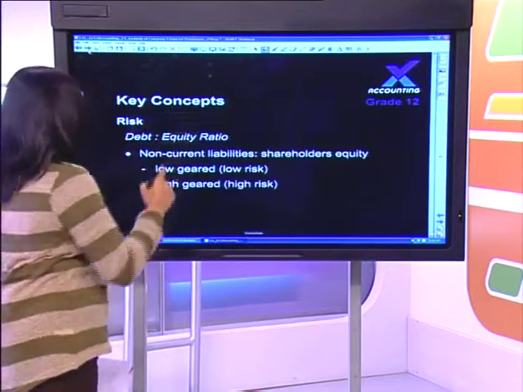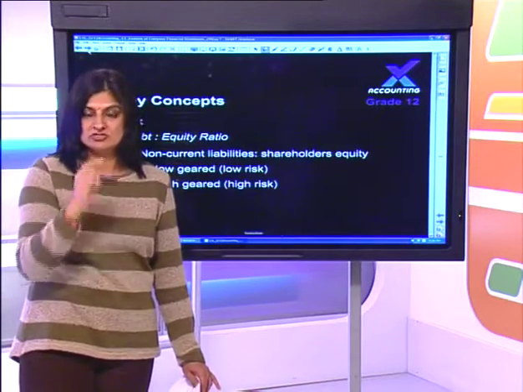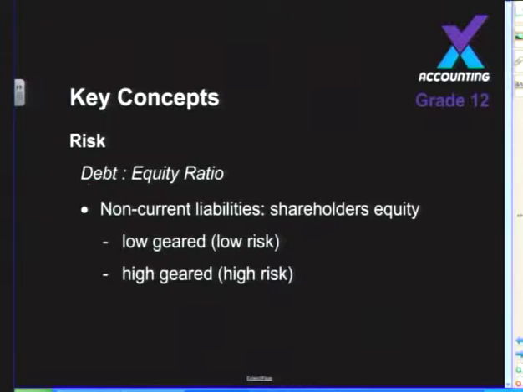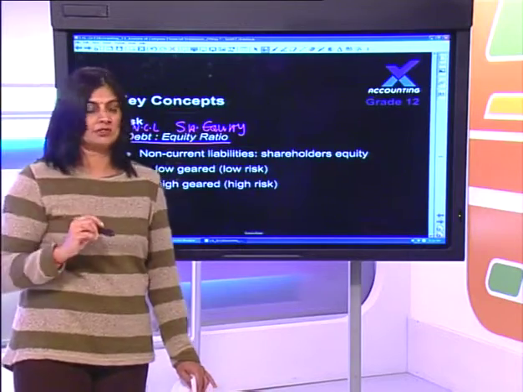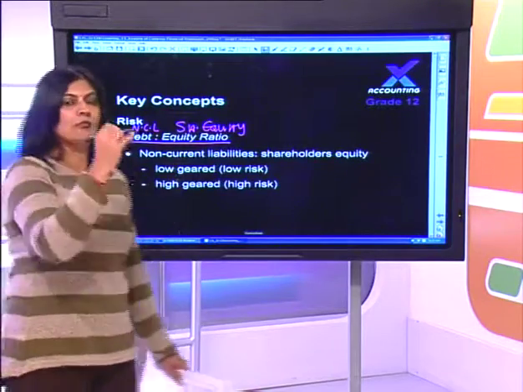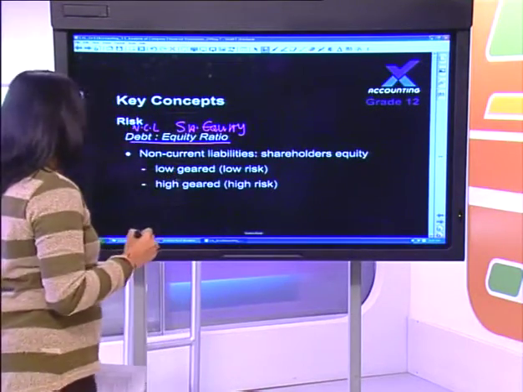All right, let's go through the 2 ratios involving risk. Let's talk about them in a bit more detail. The first ratio is your debt equity ratio. Debt referring specifically to your non-current liability. Equity referring to your shareholders' equity. Okay, another way of looking at it, debt refers to your borrowed capital. Equity refers to your own capital. So this ratio looks at borrowed capital against own capital.